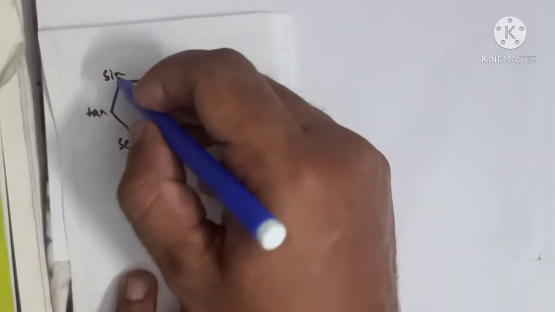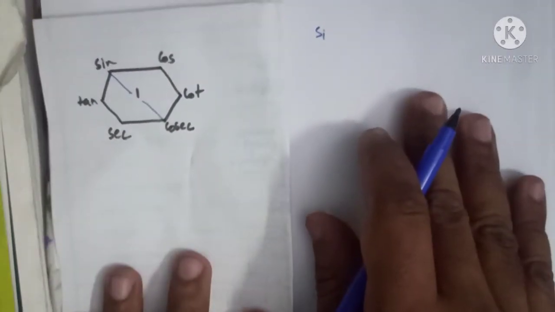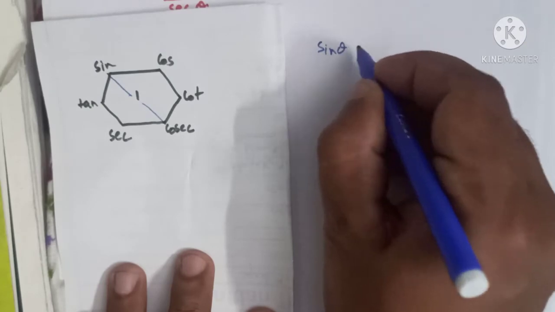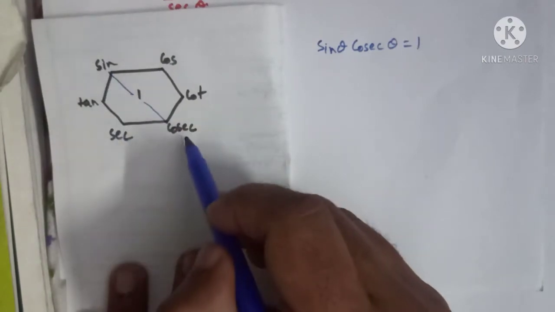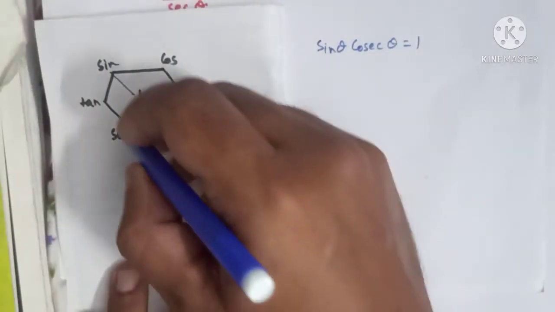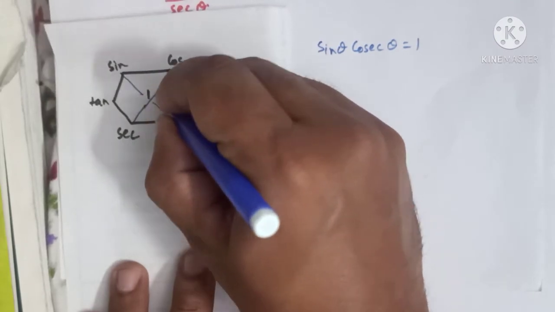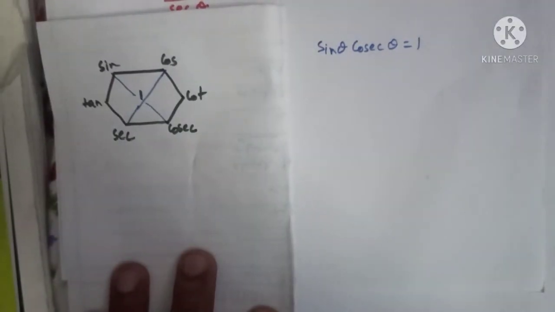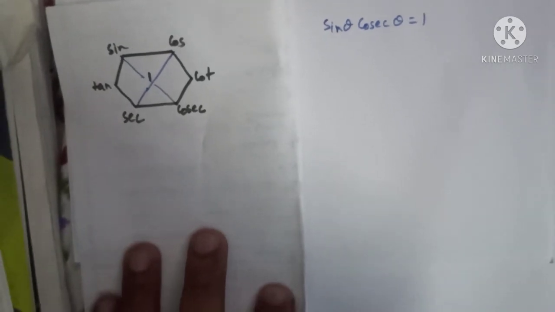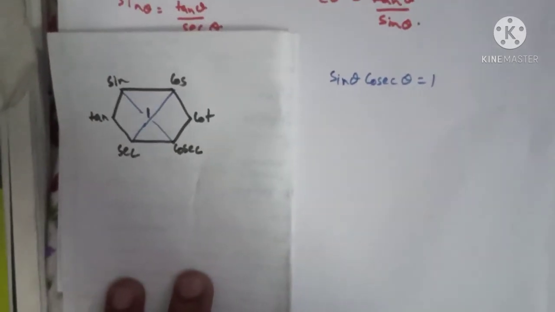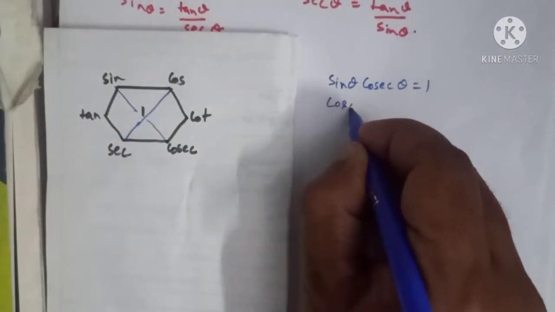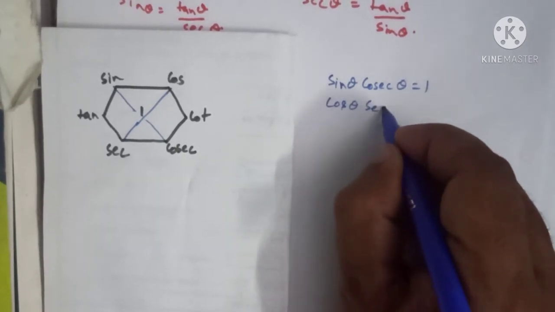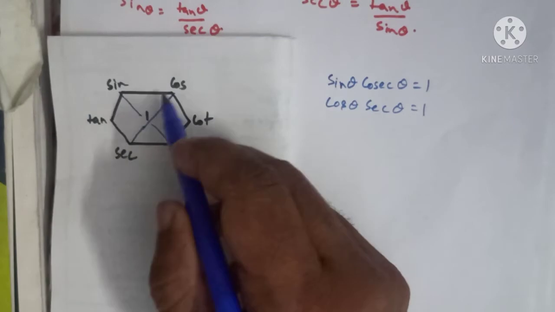So we can write sine of theta multiplied by cosec of theta is equal to 1. Sin theta into cosec theta is equal to 1. Similarly, cos theta multiplied by sec theta equals 1. Cos theta and sec theta are opposite.